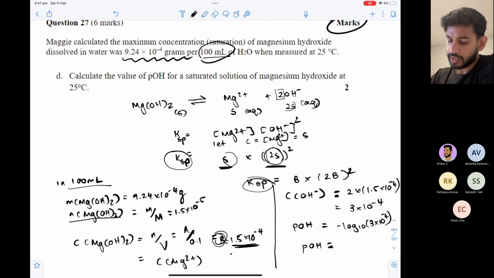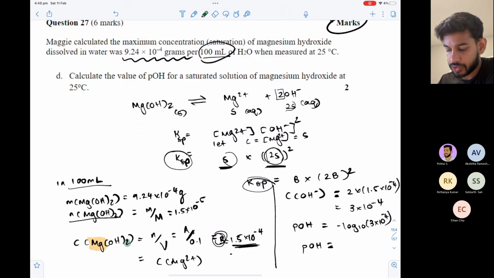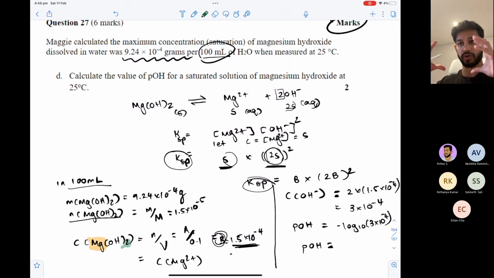Is everyone with me? The concentration of magnesium is the exact same as the concentration of magnesium hydroxide because there's one block of magnesium in magnesium hydroxide. There's 2 blocks of hydroxide, OH, in 1 unit of magnesium hydroxide. The concentration of hydroxide is 2 times the concentration of magnesium hydroxide. Ethan, does that make sense? Or do you want me to clarify? Yeah, I got it. Good, right? So just times it by 2. That's how we got this. And you're just negative log 10ing that value.